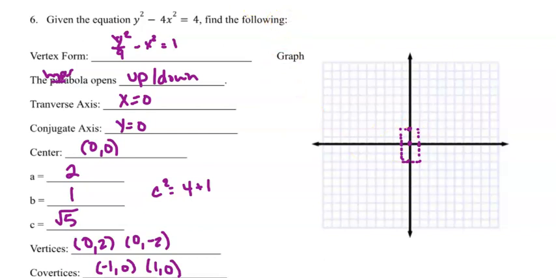I'm going to go ahead and put in my slant asymptotes. One there. These are quite small slant asymptotes. There we go. And then I'm going to go ahead and put in my foci, which are up and down by root 5, a little over 2. And then from my vertices, I can draw my hyperbola out toward my slant asymptotes.